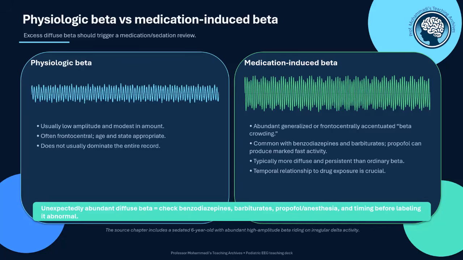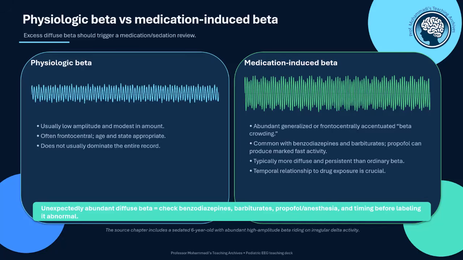It may be generalized or frontal-centrally accentuated and can produce a pattern sometimes described as beta crowding. Benzodiazepines and barbiturates are classic causes. Propofol and other GABAergic sedative or anesthetic agents can also produce prominent fast activity. The temporal relationship to medication administration is crucial.